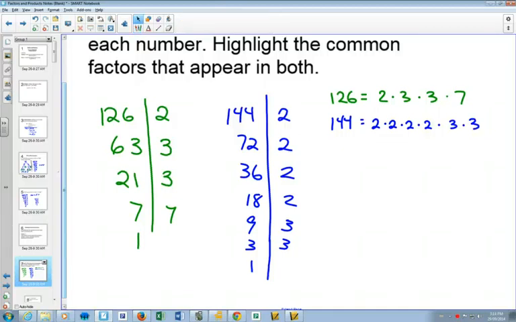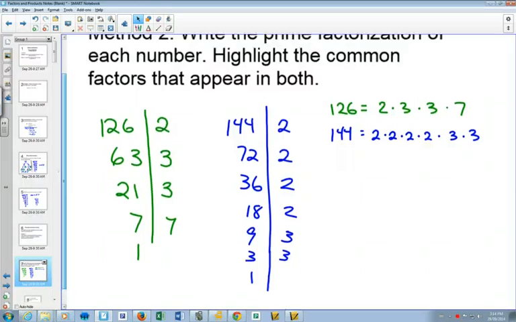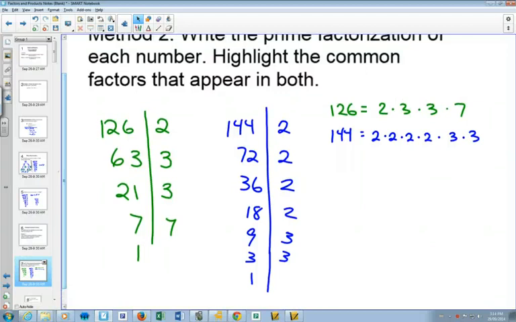Now, to find the greatest common factor, it has to be something that divides both of them. Can you see that 2 divides both of them? But only one 2 can divide both of them, because you can't divide 126 by two 2s. For 3s, they both can get divided by 3. In fact, they both can get divided by two 3s. Those are the only factors they have in common.